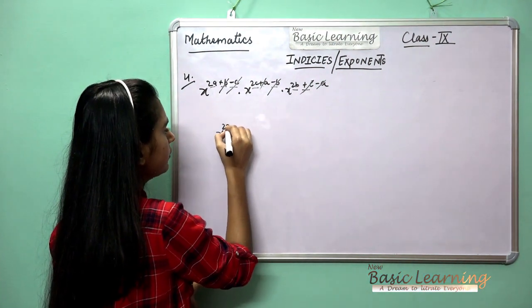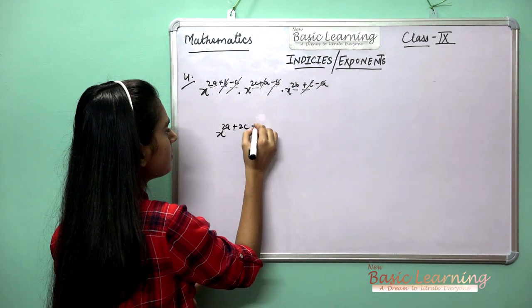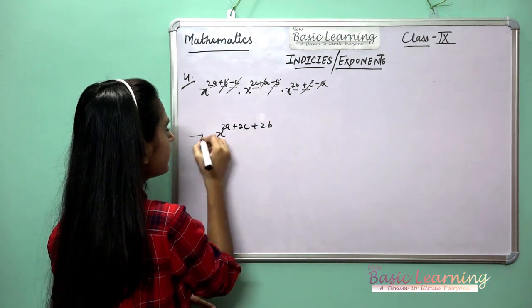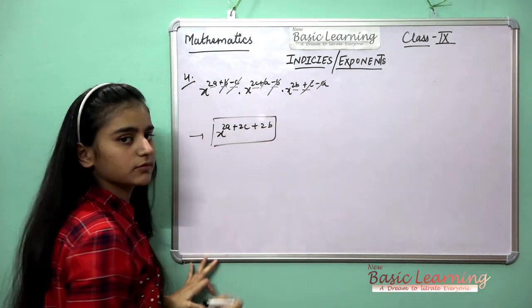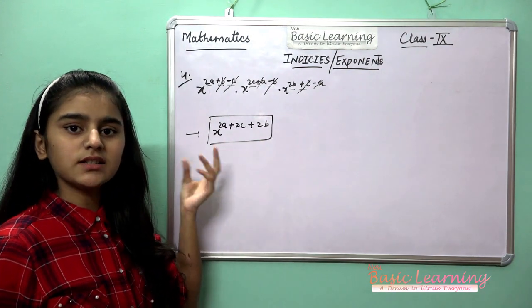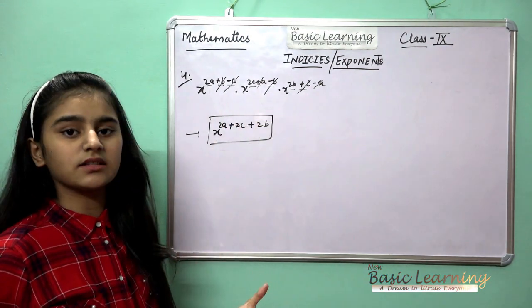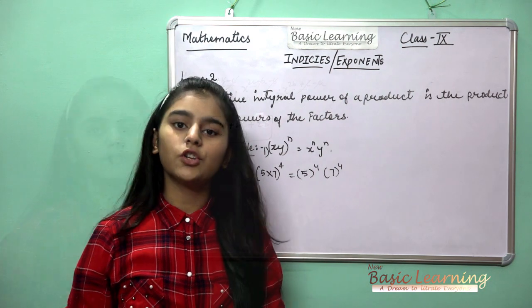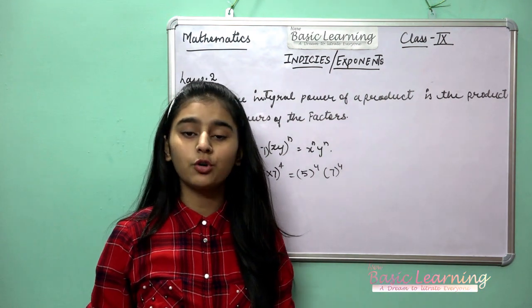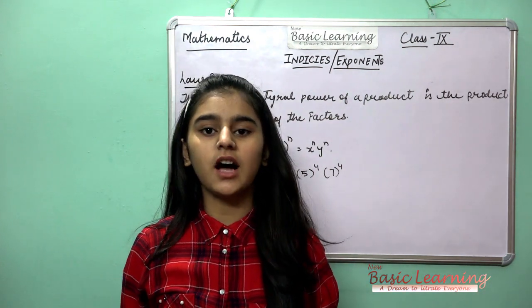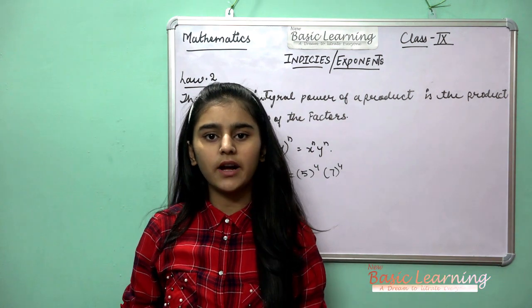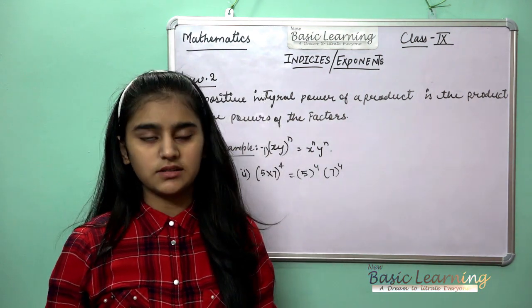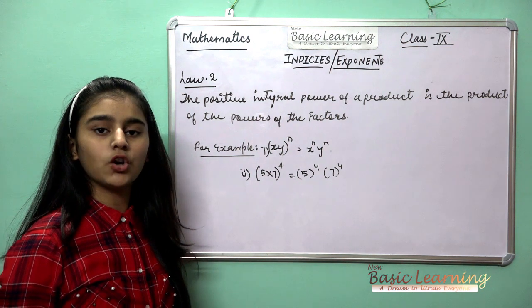So x to the power 2a plus 2c plus 2b. This is the answer. In the question only the answer is hidden, so you can see the answer. So law number 1 is completed, and I hope that you get the questions and the answers, you can easily solve and get the proper answer. So let's start law 2.